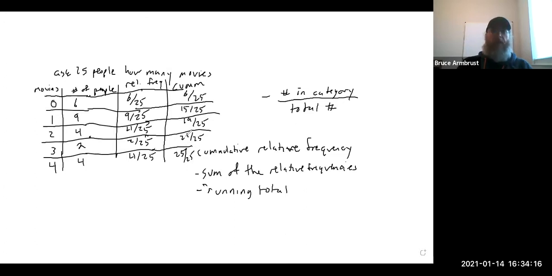And really the idea behind cumulative is it helps you answer that question of like how many students watched 2 or fewer movies, right? Or what portion of students? And I go, oh, well, 19/25 watched 2 or fewer. So I'm keeping my running total. So it really helps you answer those kind of questions. All right, any other questions on this one before I clear and talk about lower class boundary?